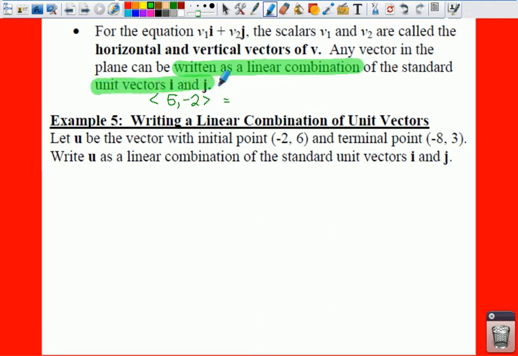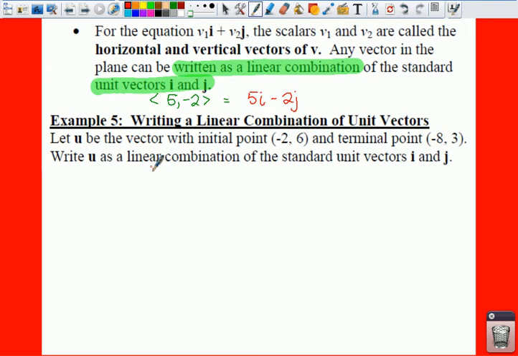So if we start with <5, -2> in component form, your linear combination would just be 5i minus 2j. So these mean the same thing. One is written as a vector and one is written as multiples of scalars in terms of i and j.